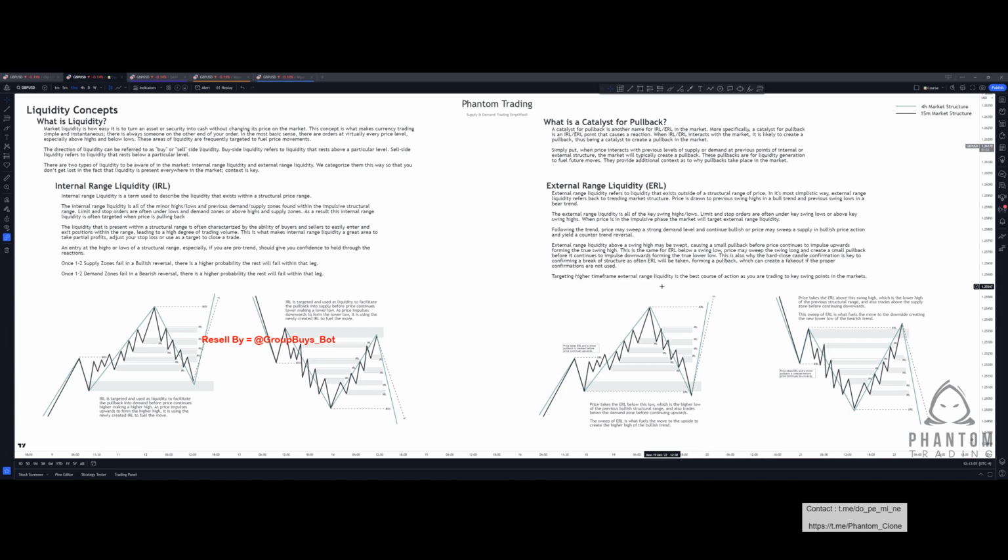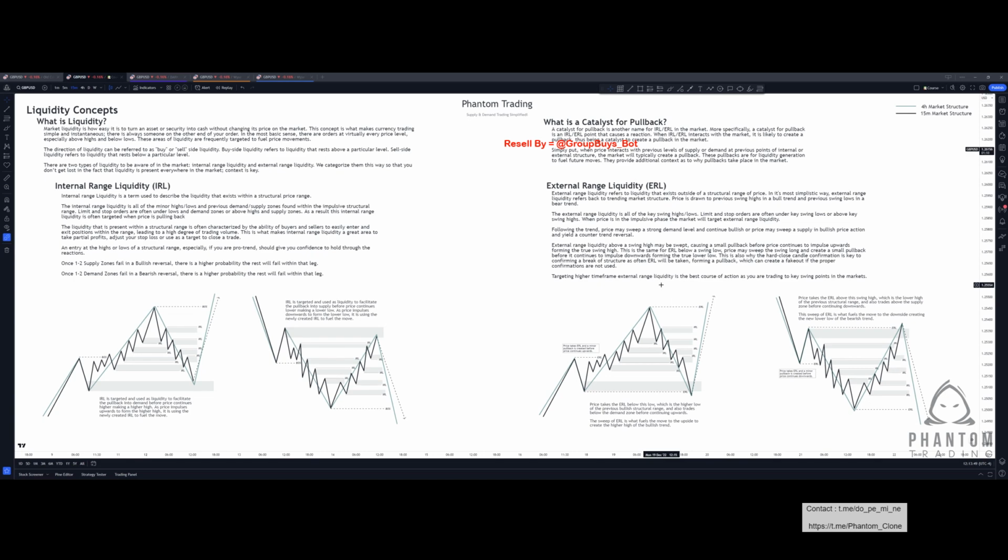This is the same for external range liquidity below a swing low. Price may sweep the swing low and create a pullback before it continues to impulse downwards, forming the true lower low. This is also why the hard close candle confirmation is key to confirming a break of structure, as often external range liquidity will be taken, forming a pullback which can create a fake out if the proper confirmations are not used. Targeting higher time frame external range liquidity is the best course of action as you are trading to the key swing points in the market.